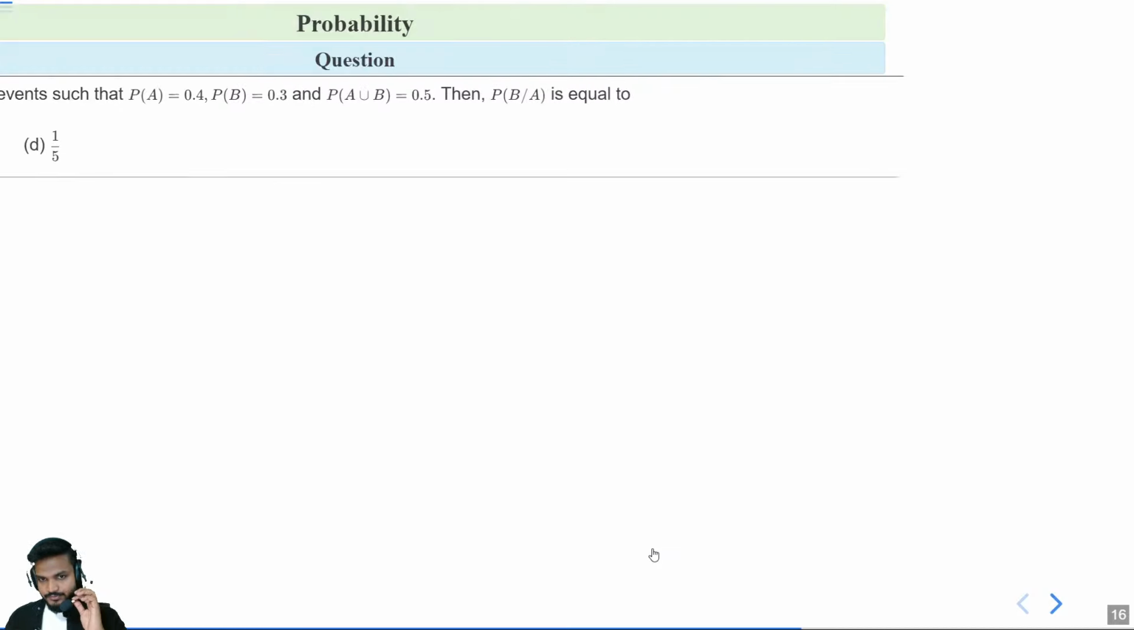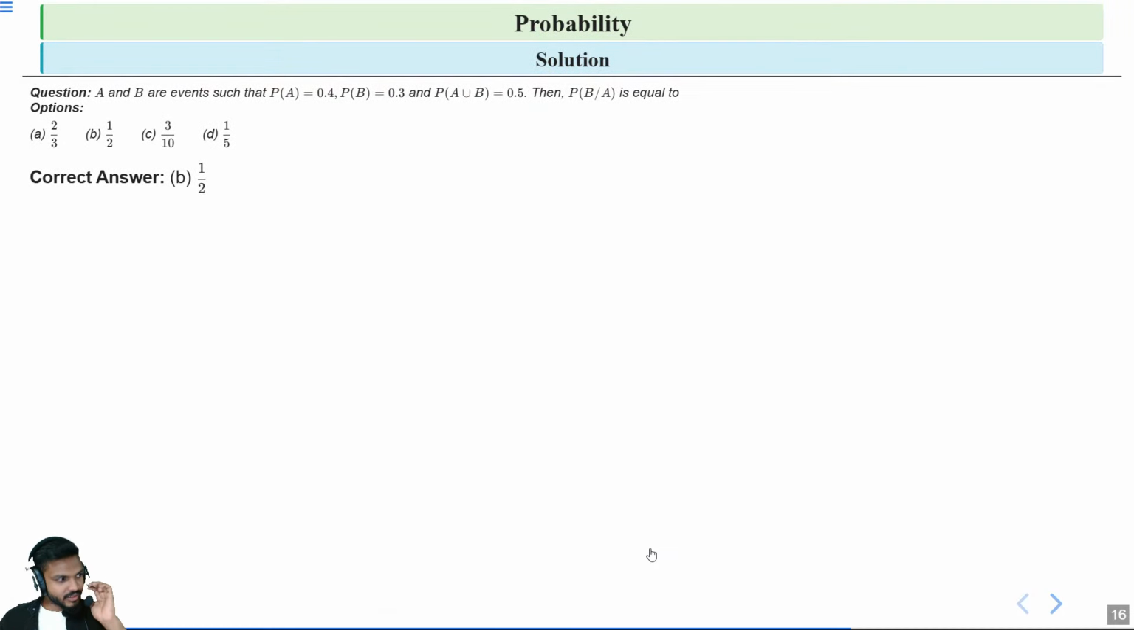Okay, let's solve. Very good. The correct answer is option B, that is 1/2. So how do we get this? The first formula that we use is conditional probability. That is, probability of A when B has already occurred is given by P(A intersection B) by P(B). Okay.